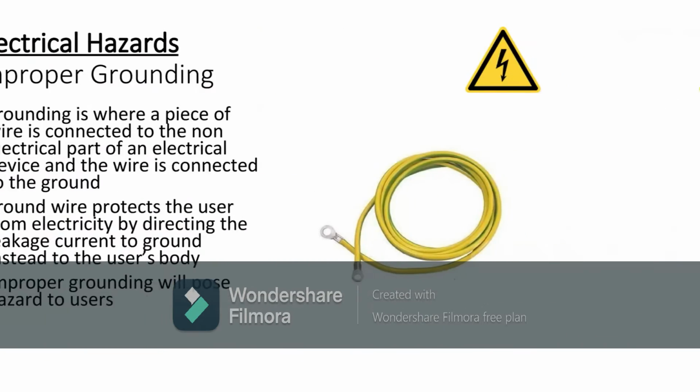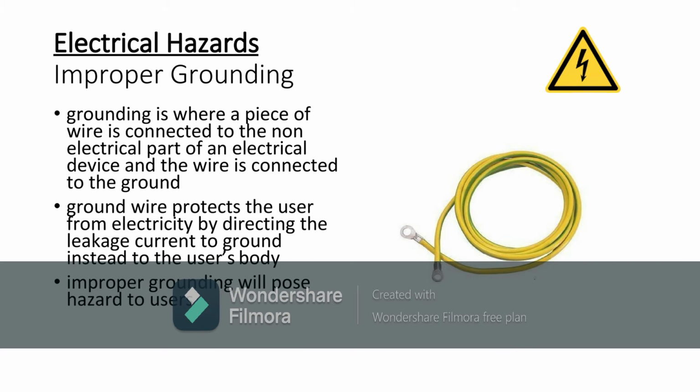The sixth type is improper grounding. Grounding is where a piece of wire is connected to the non-electrical part of an electrical device and the wire is connected to the ground. The ground wire protects the user from electricity by directing the leakage current to ground instead of the user's body. Improper grounding will pose a hazard to users.